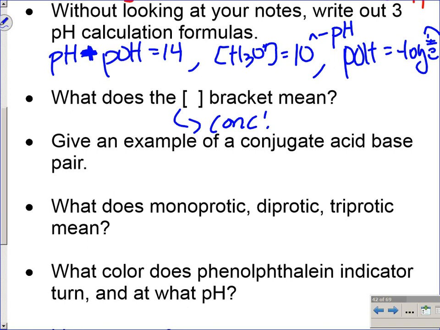I need an example of a conjugate acid-base pair. Well, concentration is a generic word because I can express it in percents or molality, molarity, and some others. But specifically, it does mean molarity. All right. So, an acid-base pair, but it's a conjugate acid-base pair. Think for a couple more seconds. Talk in your groups if you need to. I'll need one example.